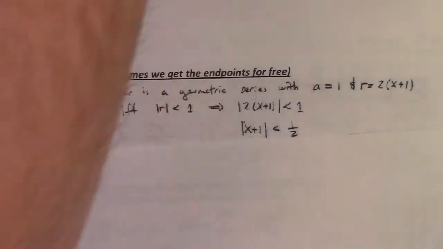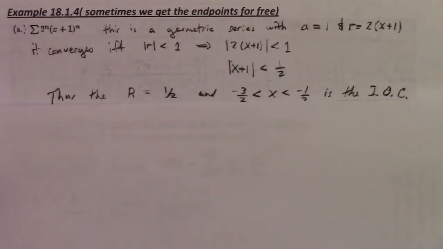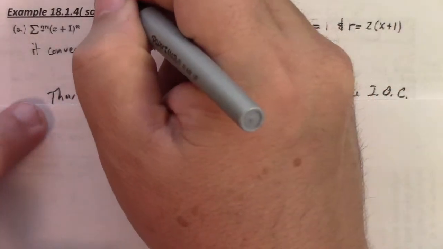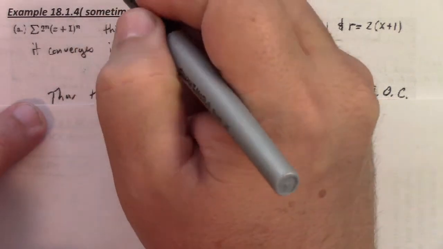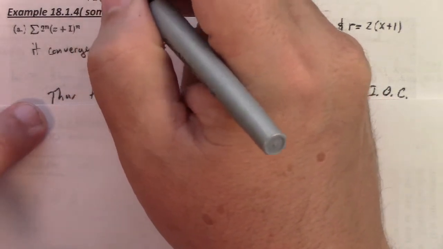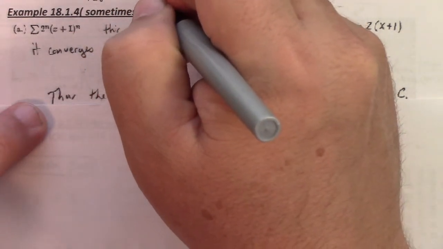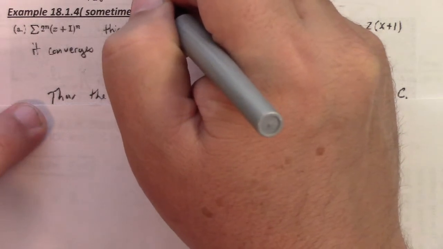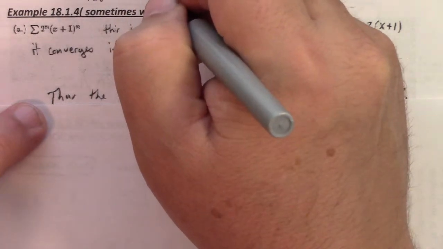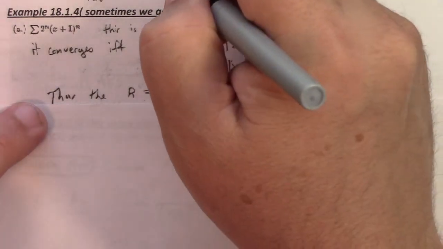This was the first example. Next example, and sorry about this one, it's gotten awful fuzzy. I'm going to rewrite this one so you guys can see it better. So what we're looking at here is the sum, I believe, n equals 0 to infinity of 2 to the n times x plus 1 to the n.